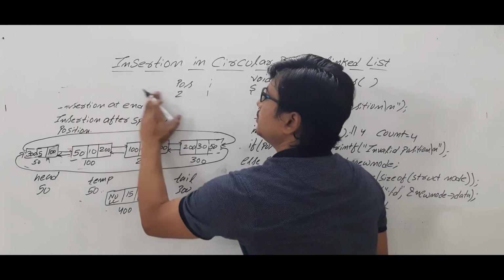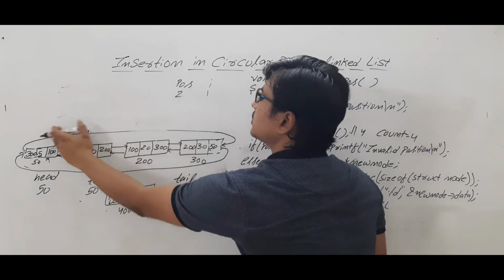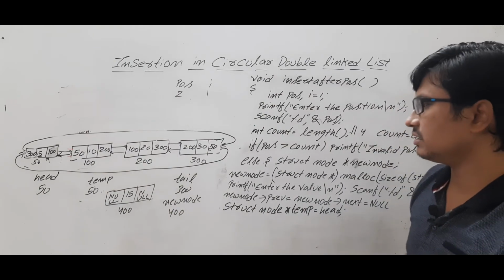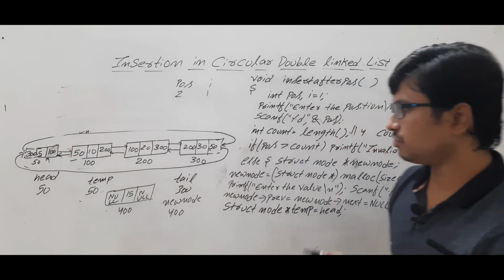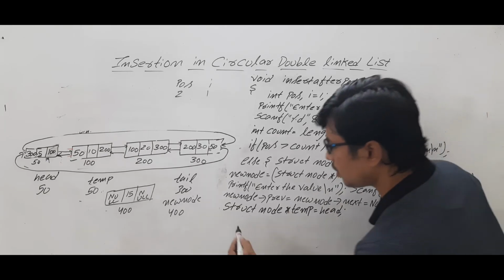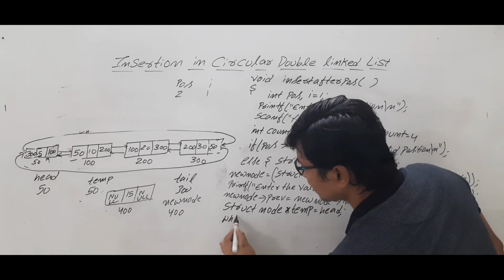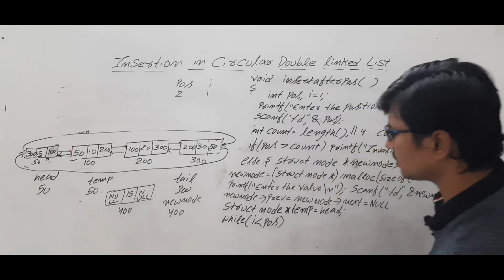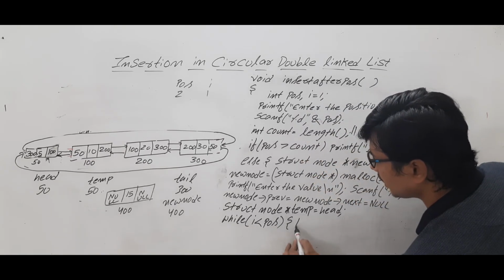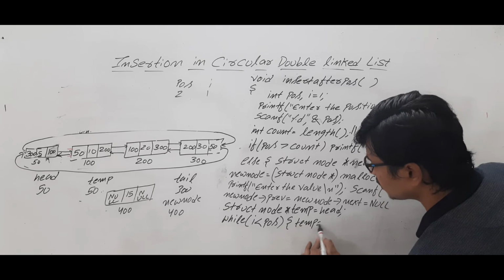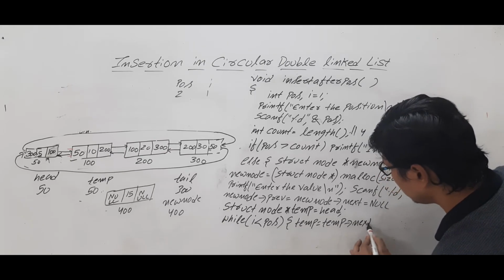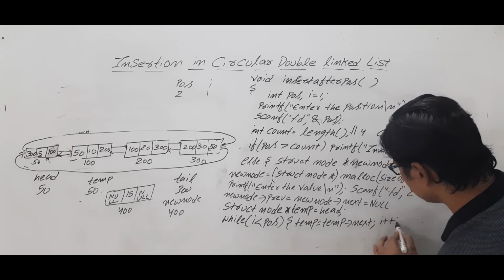Now let me discuss the steps we need to follow if we want to insert the new node after the specified position. First I need to traverse up to there. So how will I traverse? While i less than position, I have to write temp = temp->next, then i++. Is it clear?